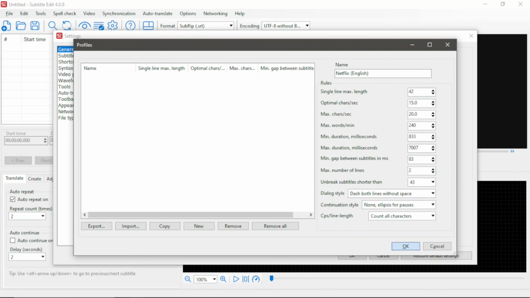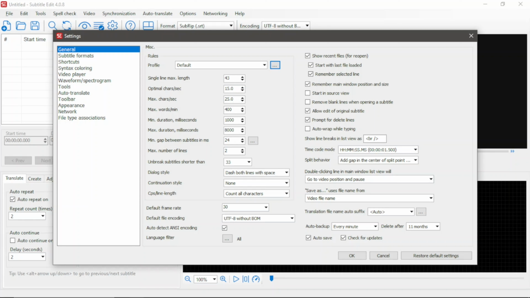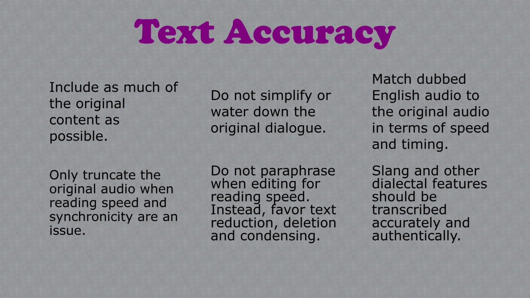That's it for the technical specifications. In the next part, we run through slides that include other considerations. In part 2, we start off with how to ensure accuracy of content. Include as much of the original content as possible. You should not simplify or water down the original dialogue. The original audio is only truncated when reading speed and synchronicity are an issue.